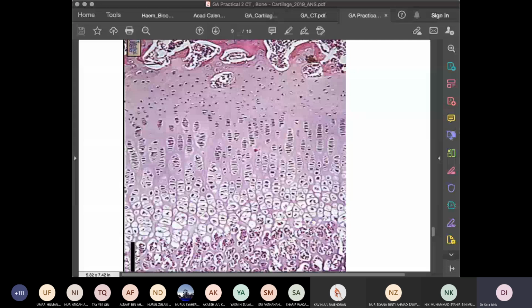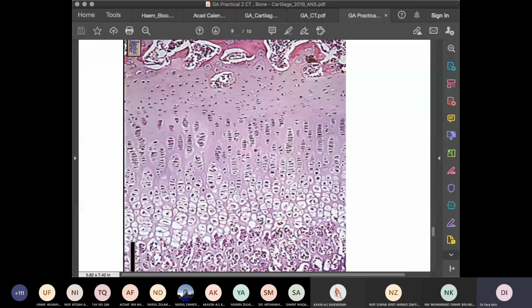Zone of reserve cells, very randomly arranged chondroblasts. After they get some signal, they will go into what you call the zone of proliferation. Now the chondroblasts will differentiate to become chondrocytes, and the chondrocytes will all be stacked together, like coins. The chondrocytes have become more mature cells, and now they're all stacked together. That's your zone of proliferation.